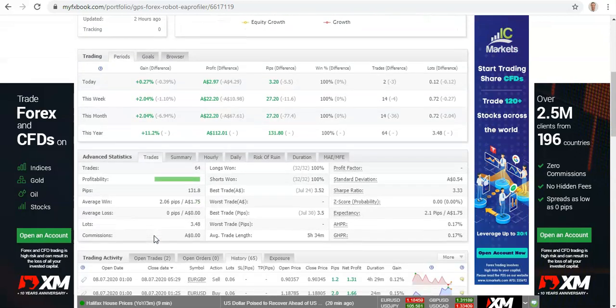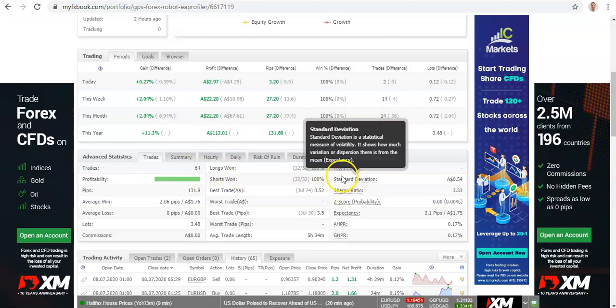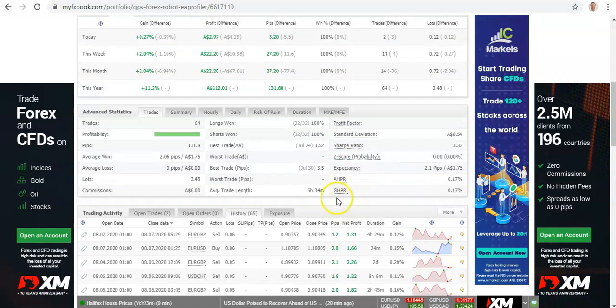Scrolling down, we can see that so far the system has traded 64 times, 100% win on both longs and shorts, and an average trade duration of 5.5 hours. That's probably my biggest issue with this system. It's quite a long time to be spending in the market.